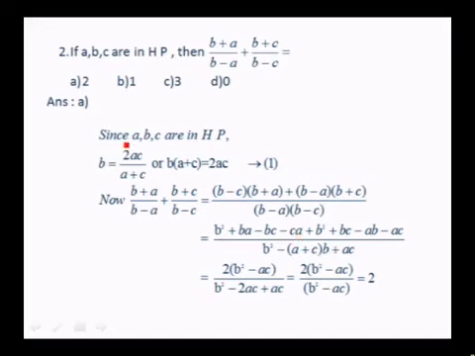But A, B, C are in HP. Therefore, B is 2AC over A plus C, or B into (A plus C) is 2AC. The important thing is you have to replace (A plus C) into B by 2AC here. If you replace that, you get 2 into (B squared minus AC) over (B squared minus AC), which is equal to 2.